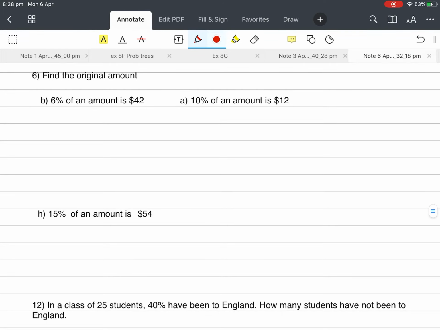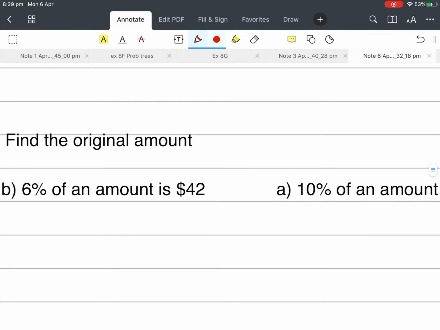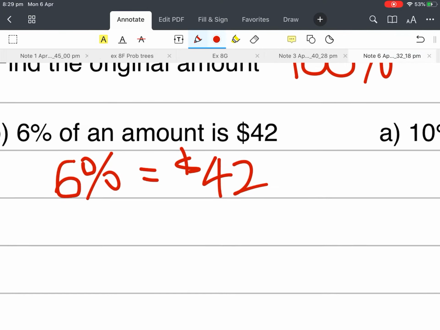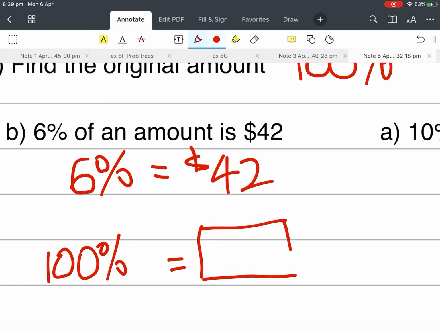Question 6 says find the original amount. So what you need to know in percentages, the original amount is whatever 100% was. Okay, so in this question, if they're telling you that 6% of something is an amount, so for example here, I'm going to write 6% equals 42. So this is a totally different concept, so it might blow your mind a little bit. You actually have to work out what 100% is. And that will be your answer, whatever 100% is.